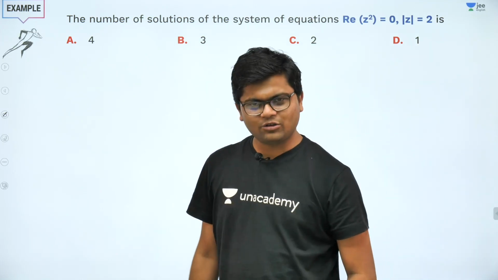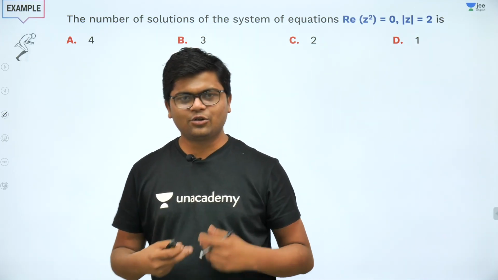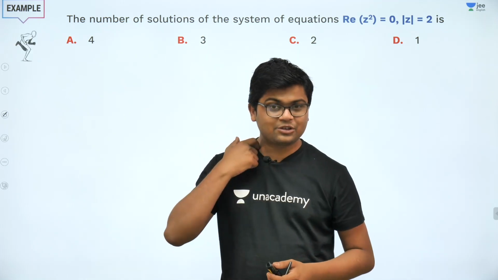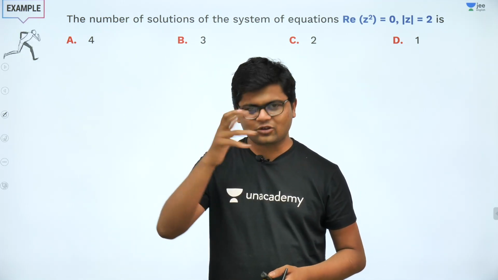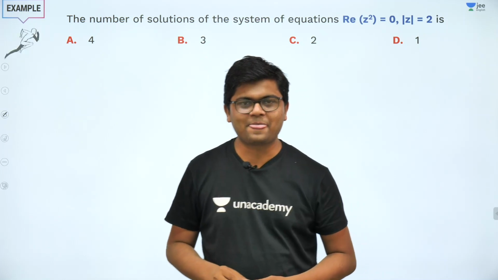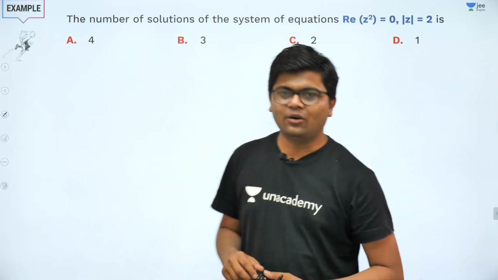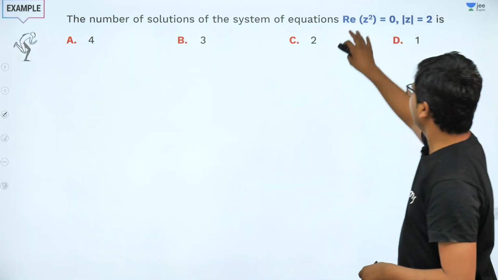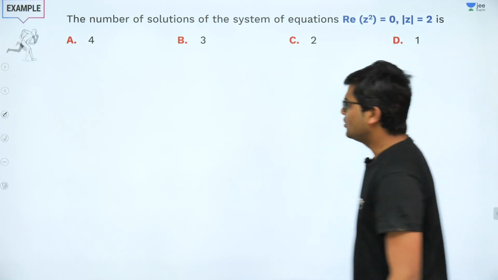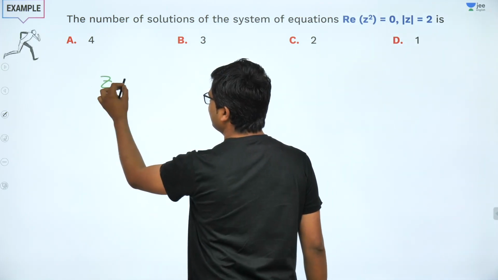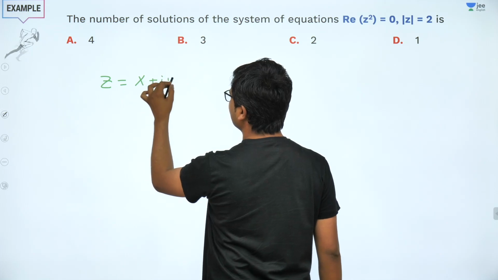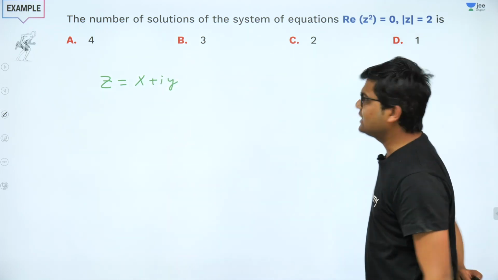Now, this is an easy question, but you need some easy questions also. Otherwise, you will think that complex numbers is a very difficult chapter. So, number of solutions of the system of equations. This is one equation, this is another equation. Let me write Z as x plus iota y.